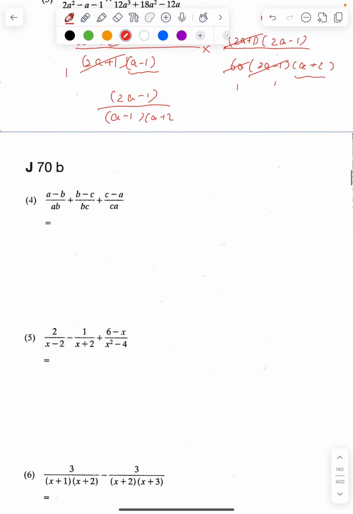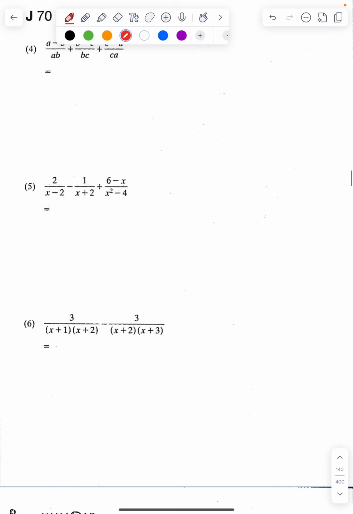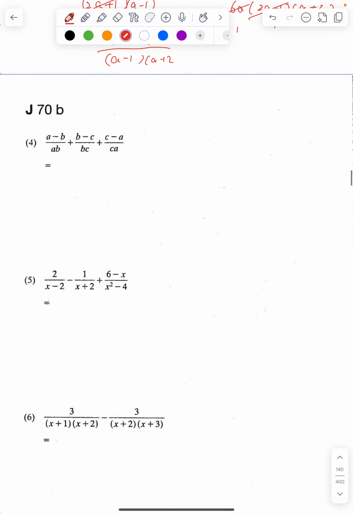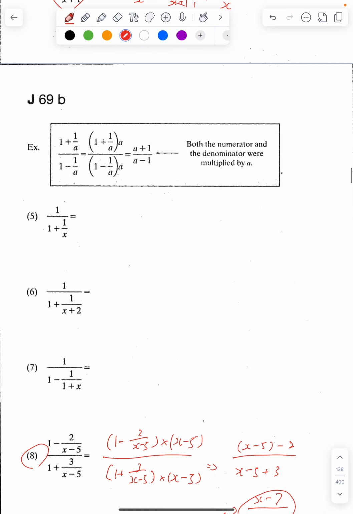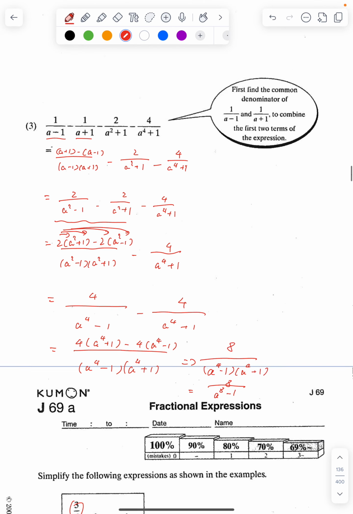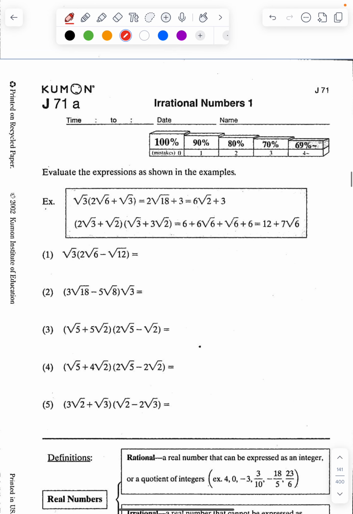Let's see if there's anything else we want to talk about. 70b should be pretty straightforward. These are the same idea as these guys. Okay, so I'm going to jump directly into page 71.